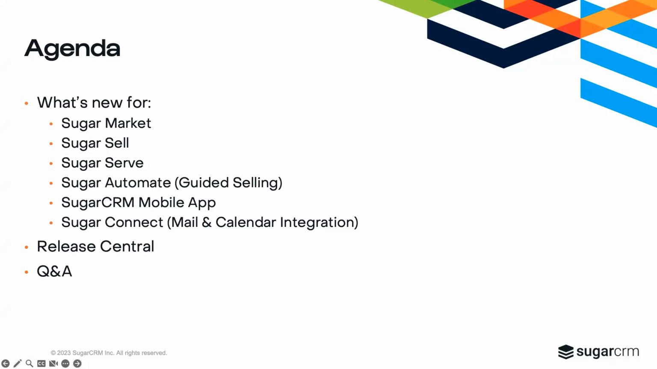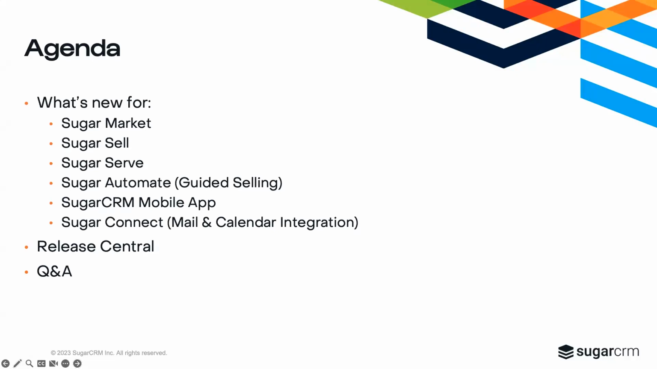Quick agenda. I will be covering what's new in all these different products. As some of you may realize, all of our products release in a slightly different cadence. Market, Connect, and our mobile app all release at a much quicker cadence than SugarSell and SugarServe. Though that's the case, we always wrap things up into one quarterly release for all of you.